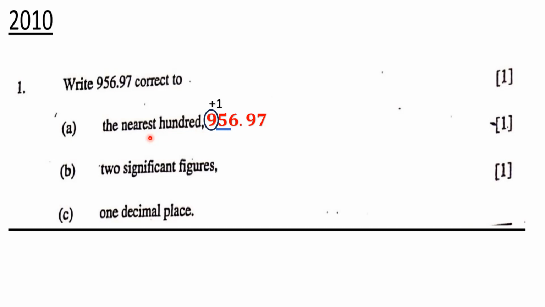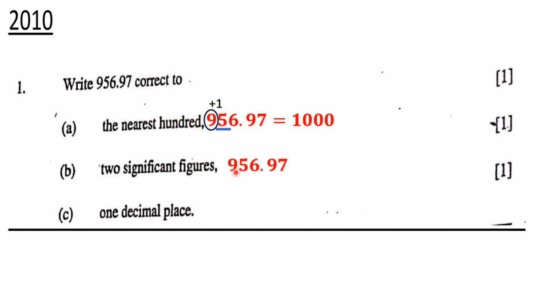If we add 1, that becomes a 10, and so it becomes 1,000 because we put the 0 in the hundreds place. We put the 1 in the thousands place, so it becomes 1,000. We drop the 97 because that's the decimal part. Now we want to write it correct to two significant figures. This number has 5 significant figures. 9 is significant, 5 is significant, 6 is significant, 9 is significant, and 7 is significant because they're all non-zero.